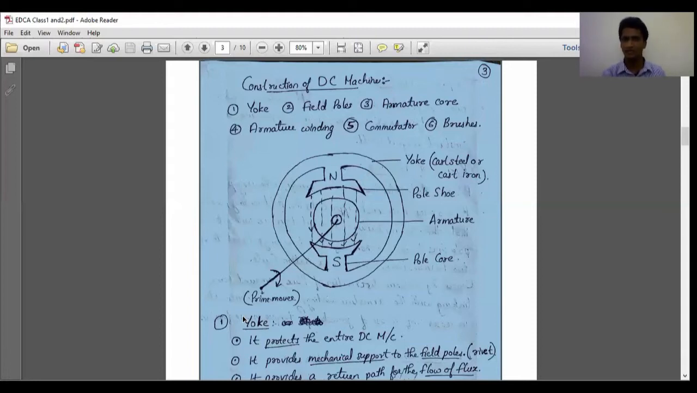Then let us have a look at each and every part. And one more thing, as I said before, this rectangle section is the pole core in which the field winding is placed.